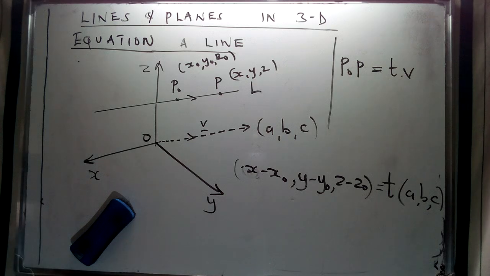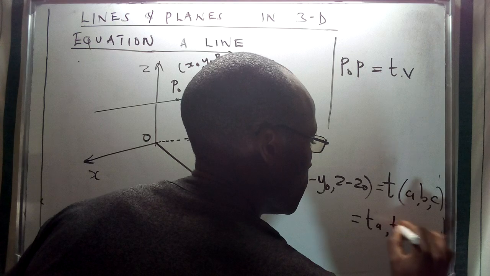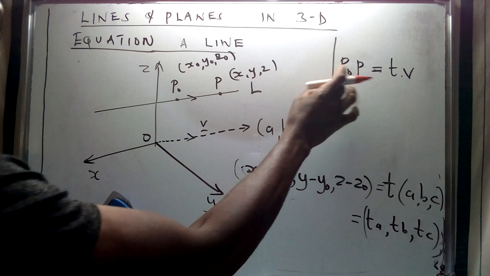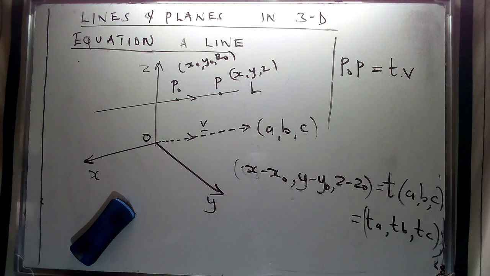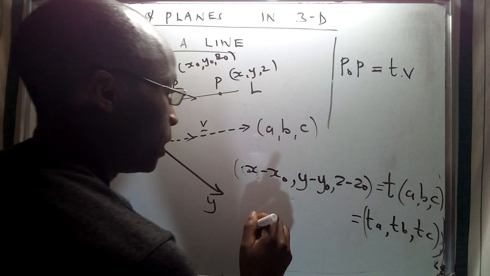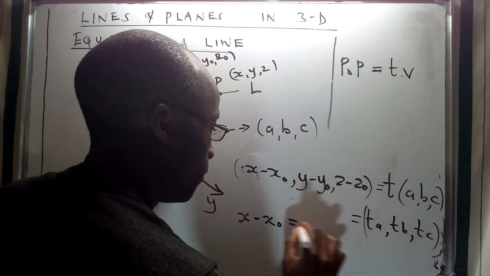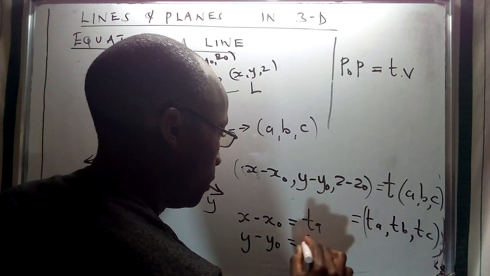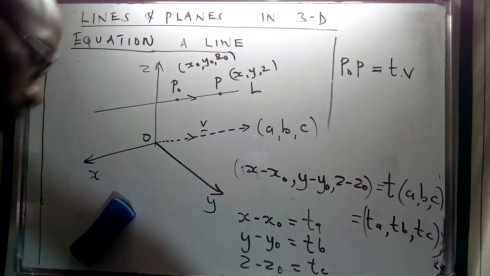Then I can expand the right part of the equation as ta, tb, and tc. So this portion of the equation, which is the P0P vector, is equivalent to this second part down there. In looking at the various terms of this equation, I can equate the first part, x minus x0, to ta, and then y minus y0 to tb, and z minus z0 to tc, respectively.